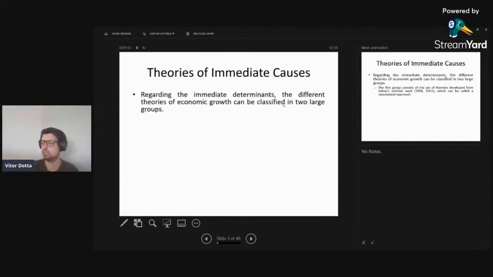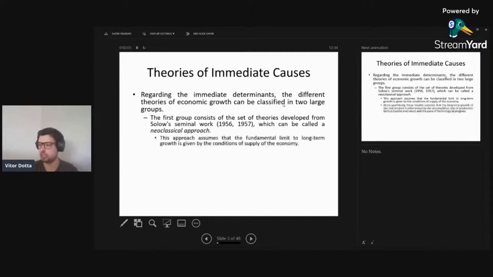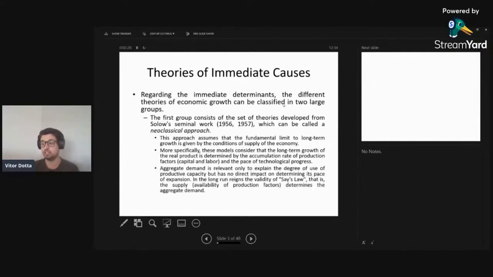The theories of immediate causes of economic growth can be classified in two large groups. The first group is the set of theories which began with Solow's seminal work in 1956, 1957, which is the new classical approach. This approach assumes that the fundamental limit to long-term growth is given by the supply side of the economy. More specifically, these models consider that the long-term growth of real product is determined by the accumulation of factors of production, capital and labor, and the pace of technological progress. So aggregate demand is only relevant in those models to explain the degree of use of the productive capacity, but has no direct impact in determining the pace of economic expansion. In the long run, it reigns the validity of Say's law, that is, that supply determines the aggregate demand.